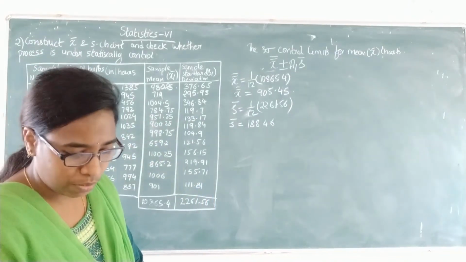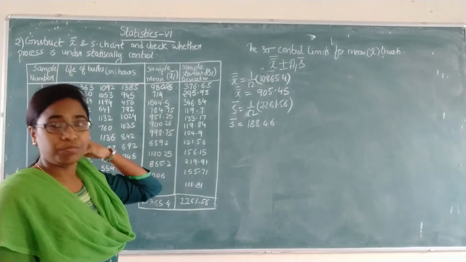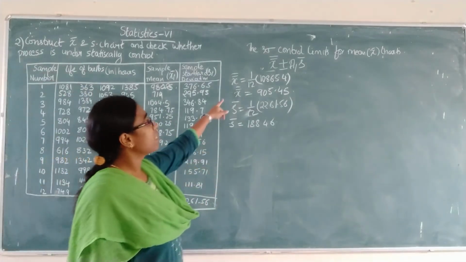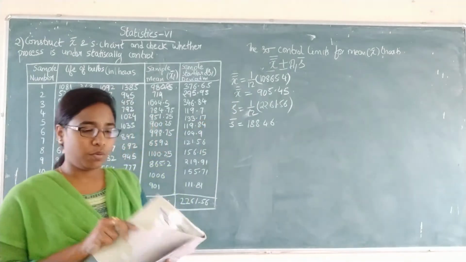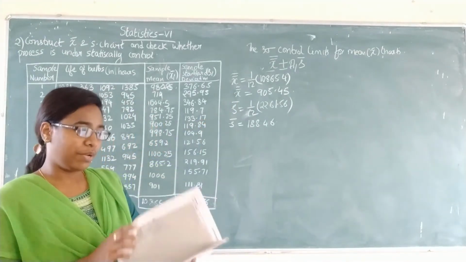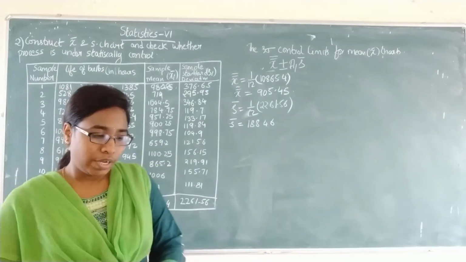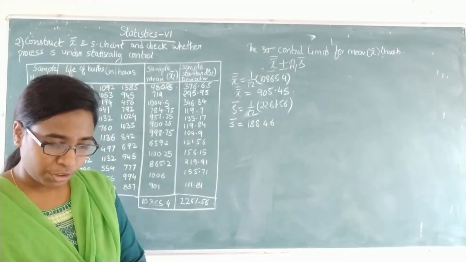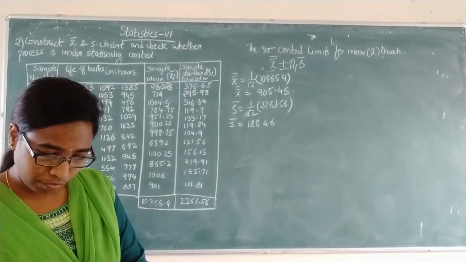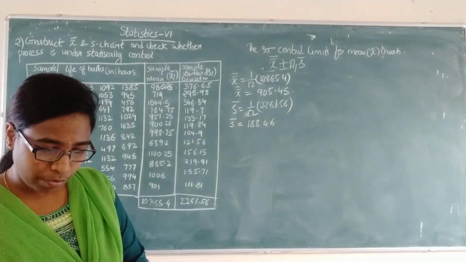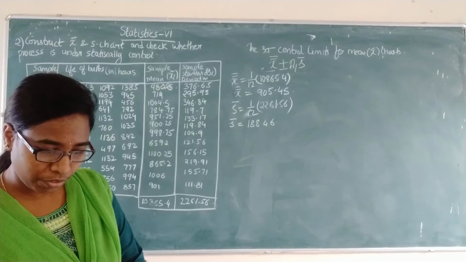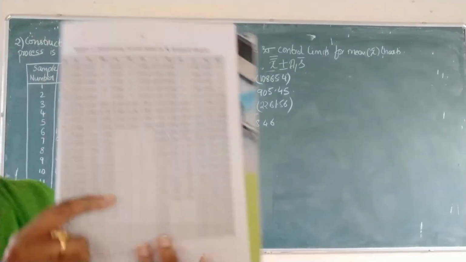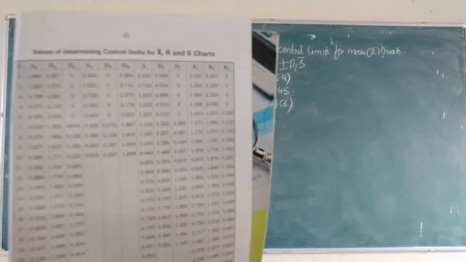Next, these values you will be substituting in the control limits. For control limits, you have the x double bar value and s bar value also. But you want the A1 value, right? So the A1 value can be found by using the SQC tables. I'll show the table. I'll be sending you this table also, so that it will be easy for you to do the problems. It is the same table which I have shown in the previous class.